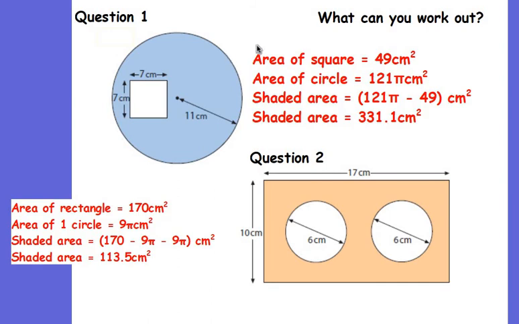And here's a load of things you could have worked out. You could have worked out the area of that square, which is 49 centimetres squared. You could have worked out the area of the circle, which is 121 pi. You could have worked out the shaded area by doing 121 pi take away 49. Any of those were possible. For the second one, you could have worked out the area of the rectangle, which was 170 centimetres squared. You could have worked out the area of one of the circles, which would give you 9 pi. And you could have worked out the shaded area by doing the area of the rectangle, subtract the area of the two circles.